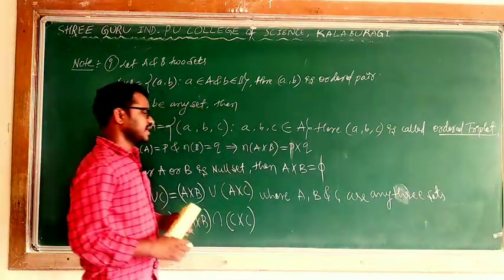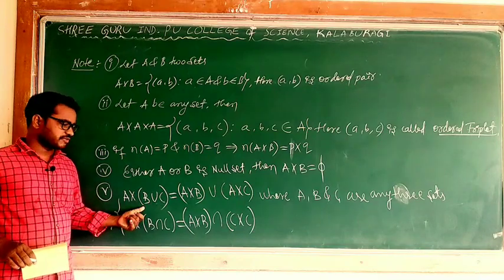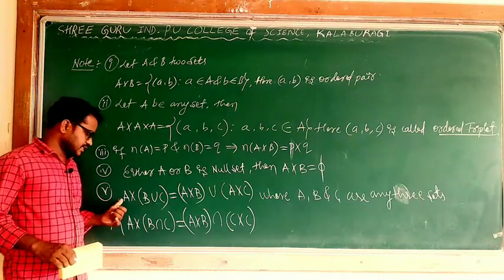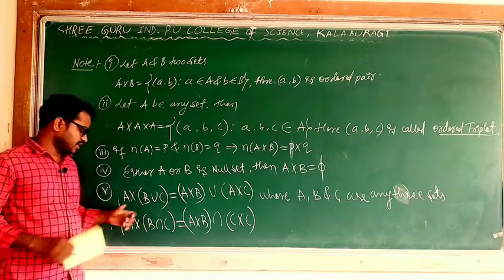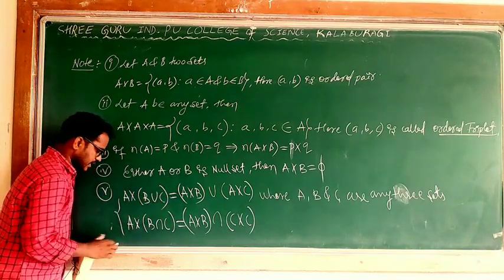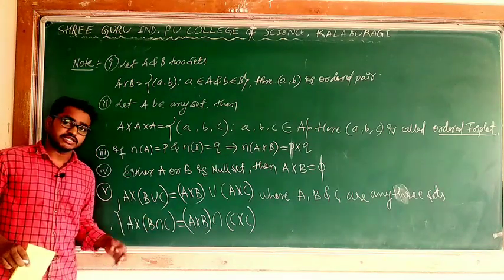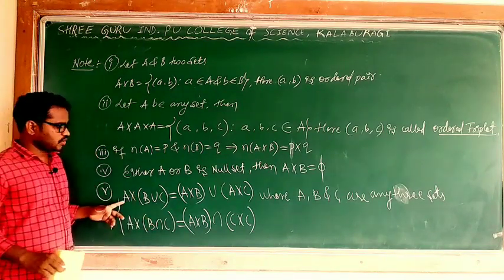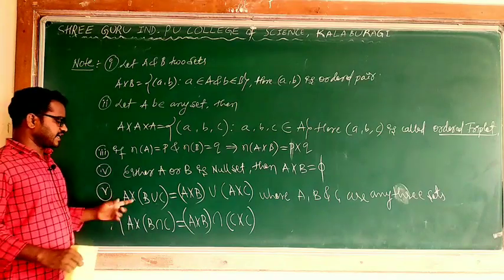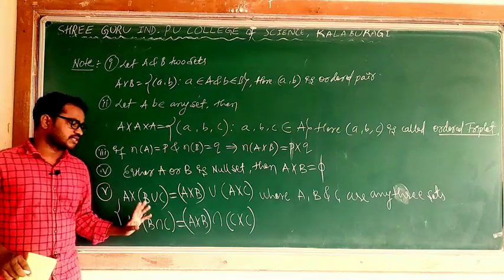Whenever A, B, C are any three sets, then I can say A cross (B union C). You know what the union operation is from the previous class. A cross (B union C) is equal to (A cross B) union (A cross C), and A cross (B intersection C) is equal to (A cross B) intersection (A cross C). It is like the distributive law. So using this you can verify whether LHS is equal to RHS or not.